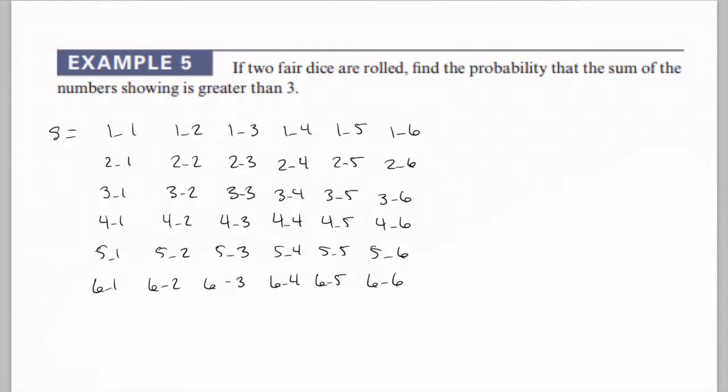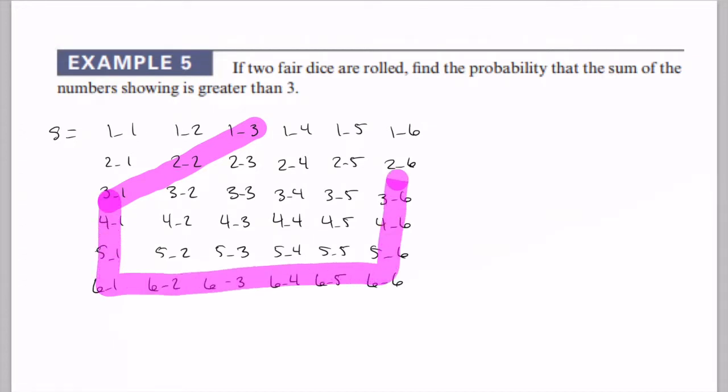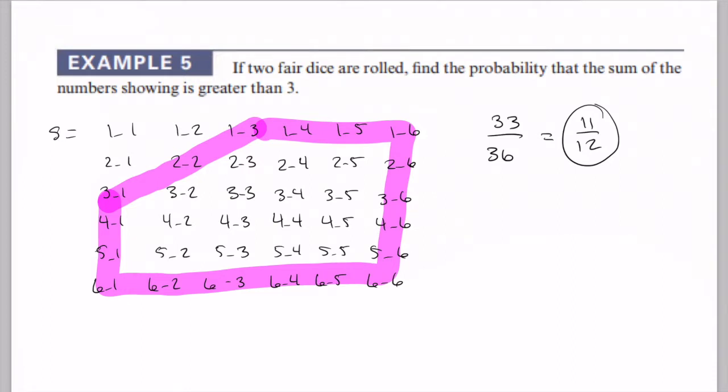So, find the probability that the sum of the numbers showing is greater than 3. So, 1 plus 1 is 2, so that's not. 2 plus 1 is 3, also not. So everything else that I'm circling is a sum greater than 3. Okay? We know that we have 36 possible outcomes. So our answer would be 33 out of 36, which equals 11/12. That's the easy way for me.